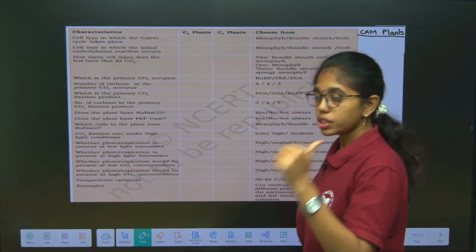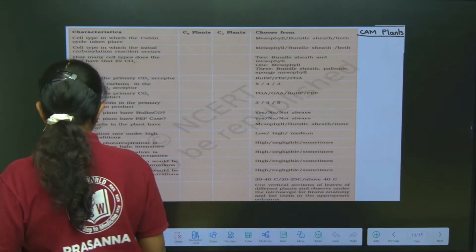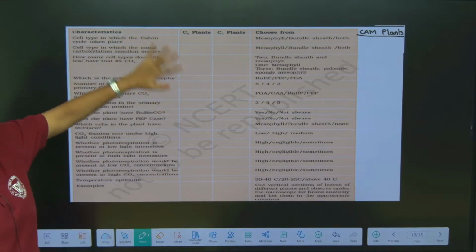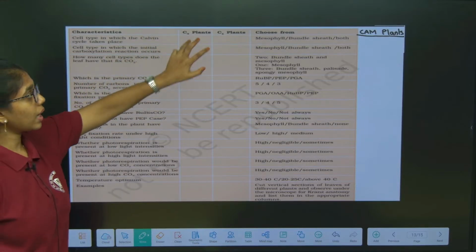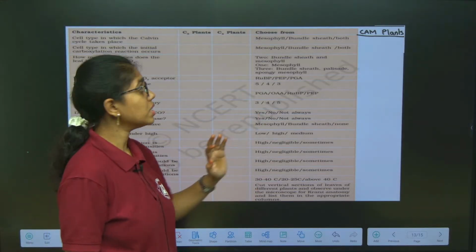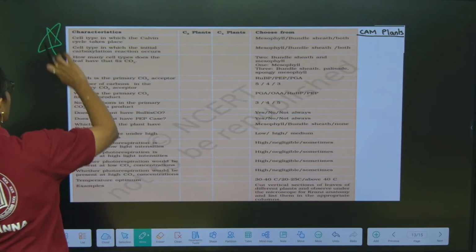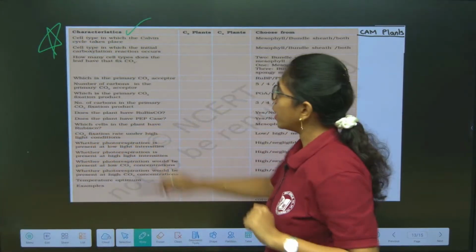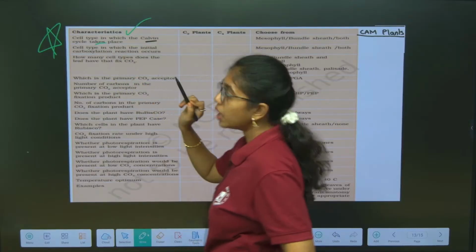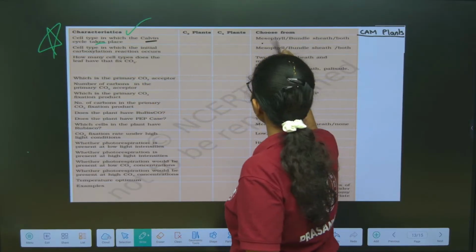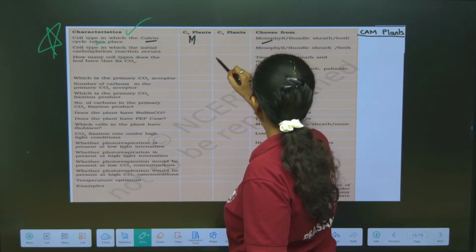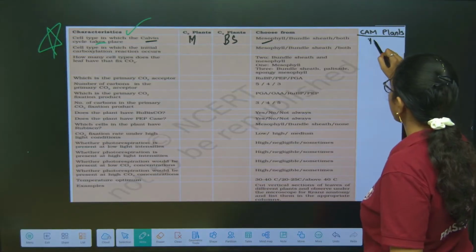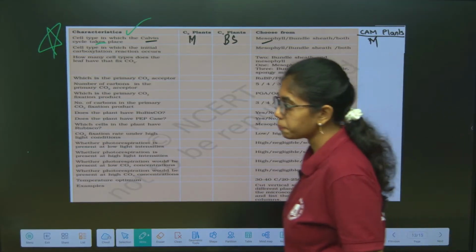This is all about the C4 cycle and CAM cycle. Now, at the end, let us look into this very important table which is given in our NCERT. Let us go through the comparative analysis, wherein we can expect questions from this table. First characteristic, that is the cell type in which the Calvin cycle takes place. Calvin cycle in C3 plants takes place where? In mesophyll cells. In C4 plants it will take place in bundle sheath cells. In CAM plants also it will be taking place where? In the mesophyll cells only.